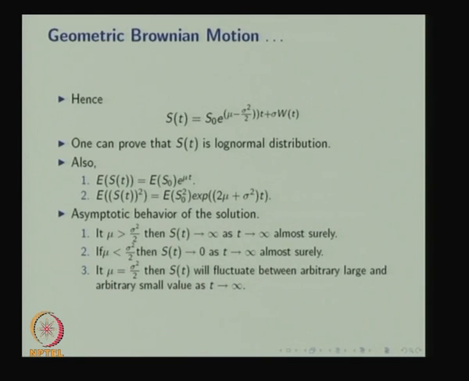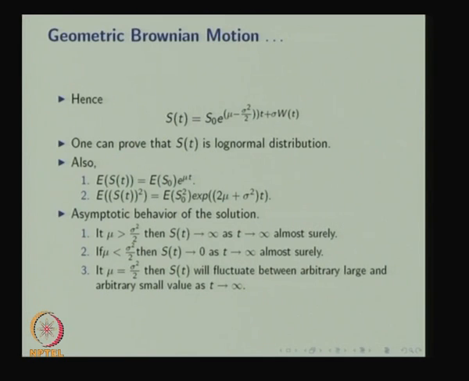So for this Black-Scholes model, we are finding the solution of S of t. Also we are finding the distribution of S of t, that is a log normal distribution, and we know the mean and variance in terms of mu and sigma square.